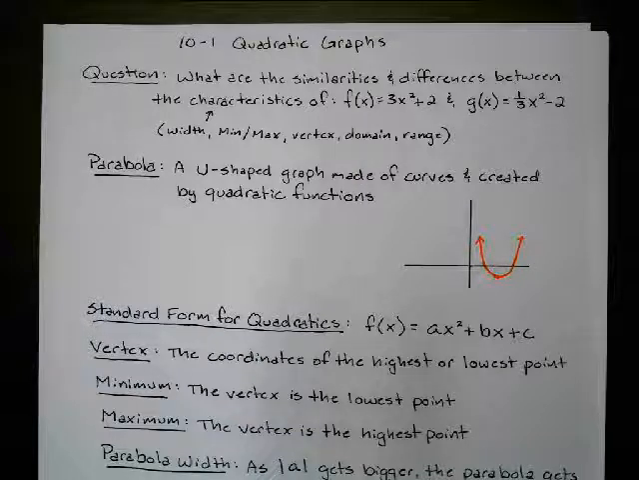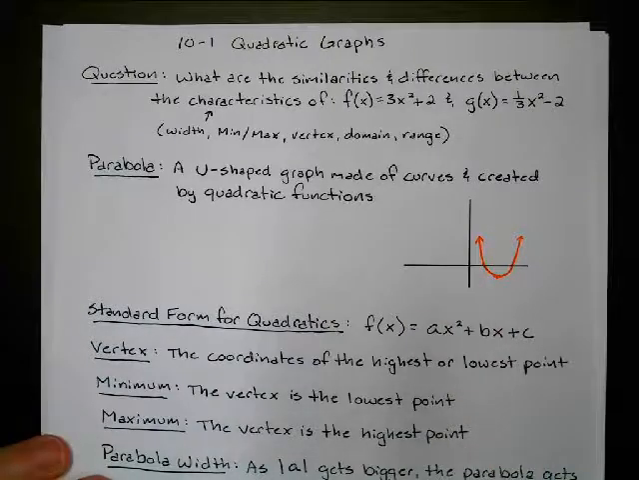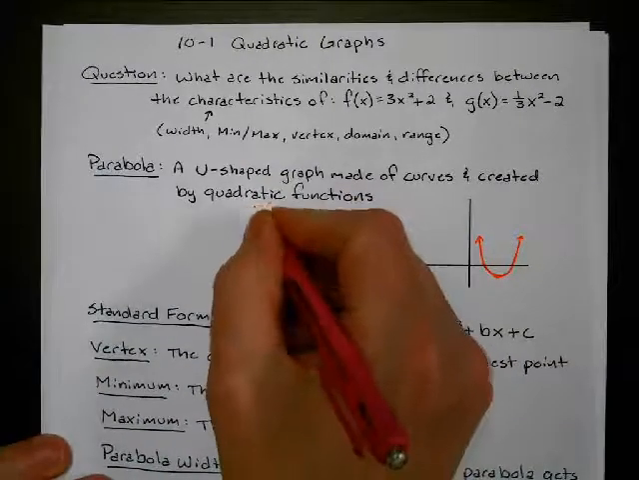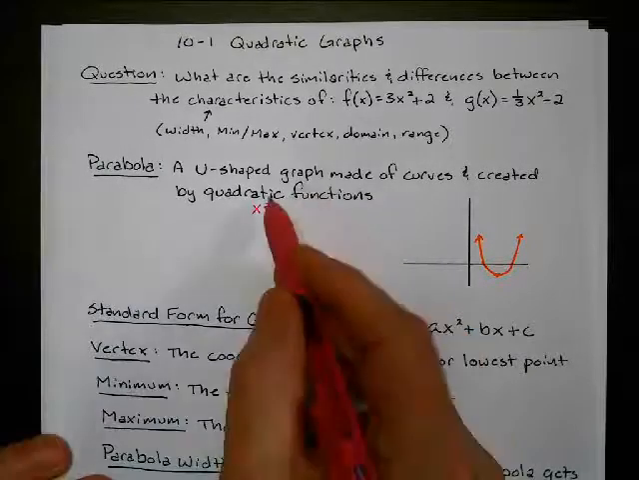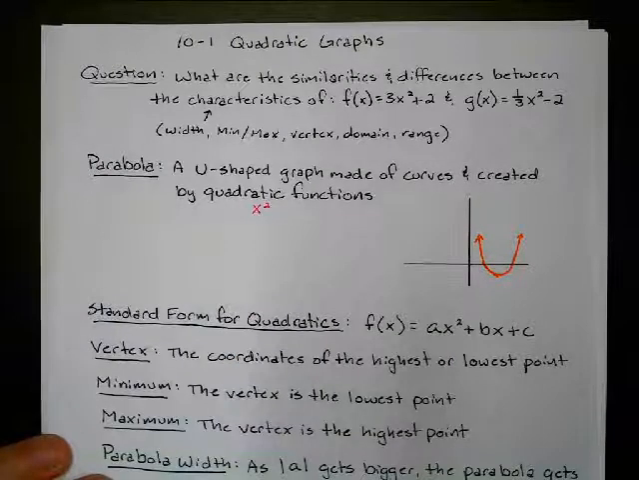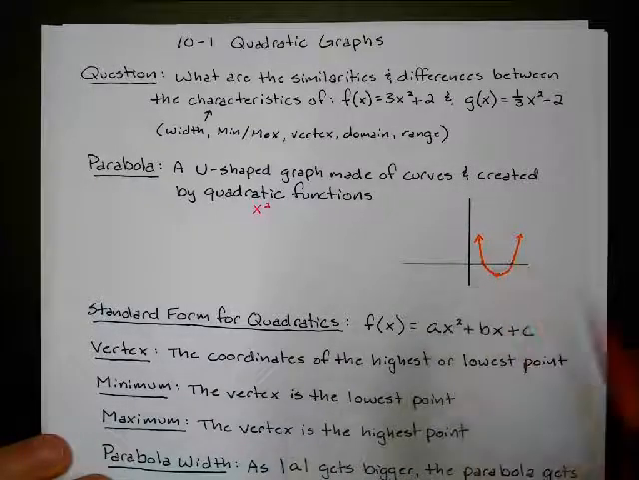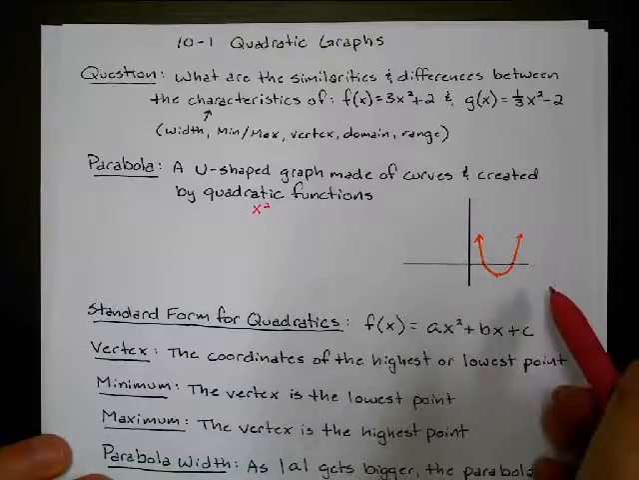So here we go. First of all, what we need to know is that our quadratic graphs are going to make a parabola. So this is a parabola right here. How do we get a parabola? It's from having an x squared in our function. So basically, we need a function to the second degree. So if you've got a polynomial where x squared is your highest power, it's going to make this parabola, a U-shaped graph made of curves.